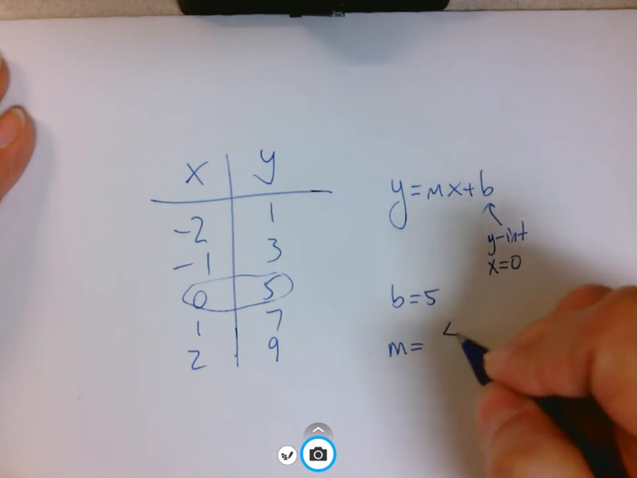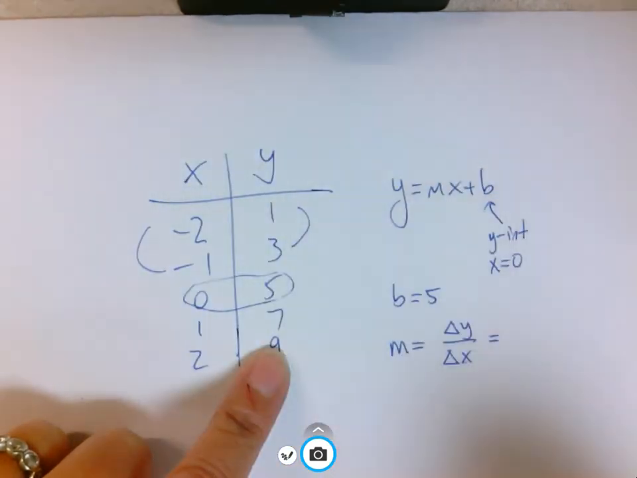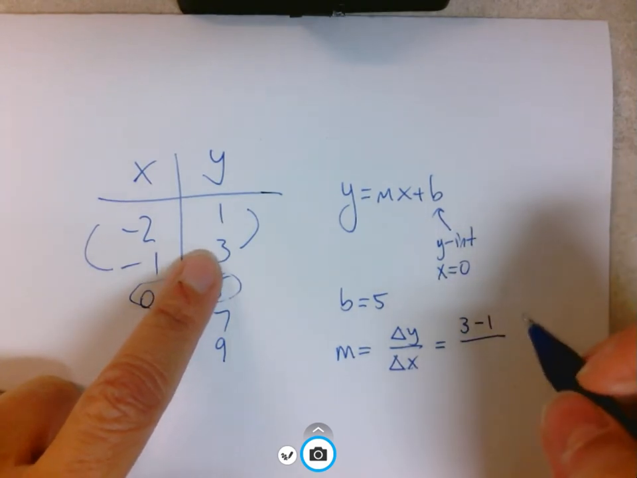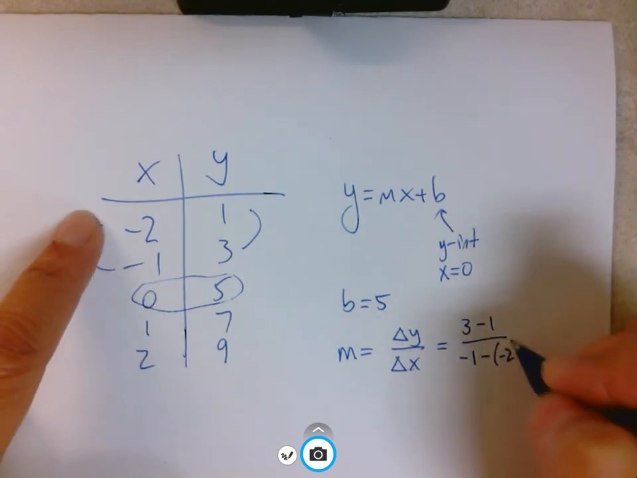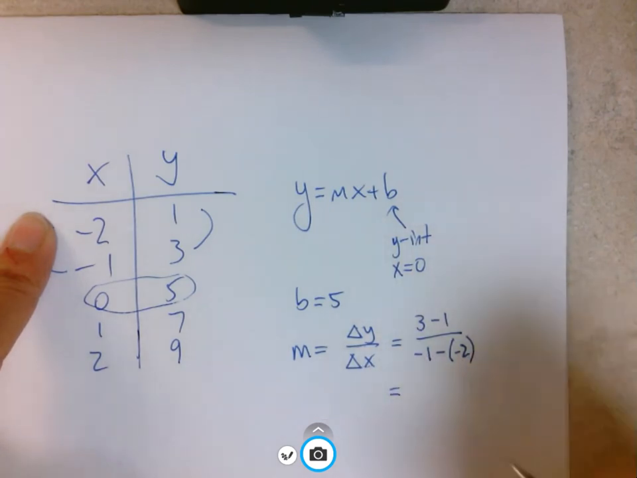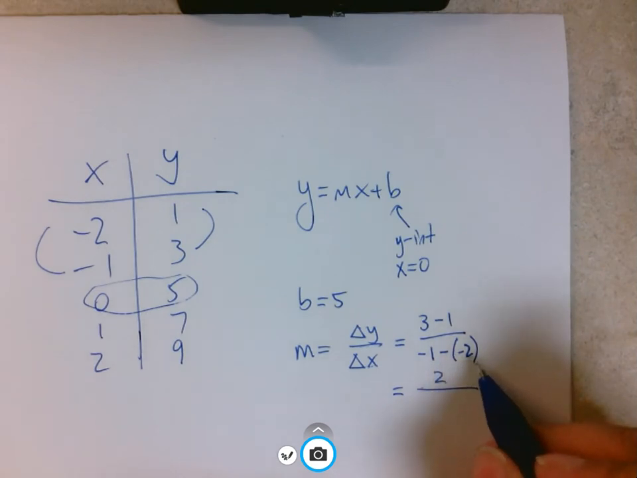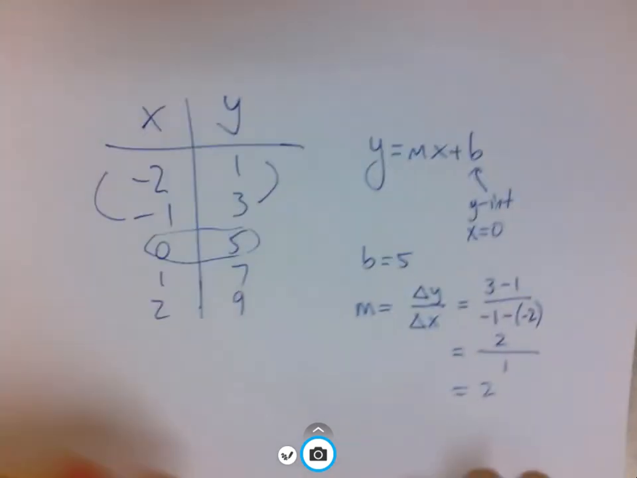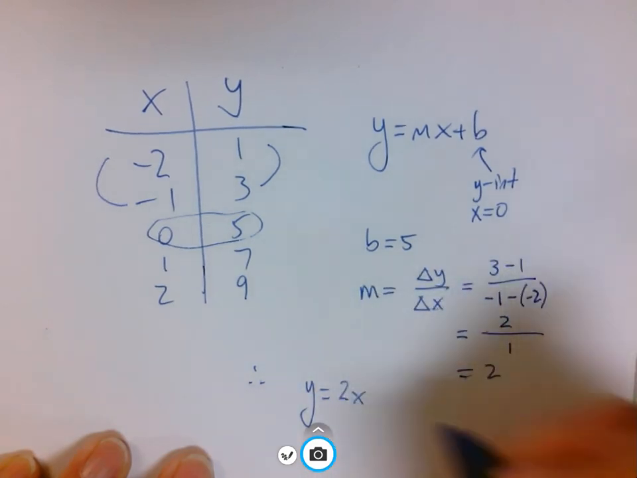The m is the change in y divided by the change in x, right? It's rate of change. Pick any 2 points. Let's pick these 2. Okay, so we're going to subtract the y's. So 3 minus 1, the second one minus the first one. And then here, -1 minus -2. Being very, very careful with the integers. 3 minus 1 is 2, but now -1 minus -2 is -1 plus 2. So that's just 1, and that's 2. So writing the equation of the line gives us, therefore, y equals 2x plus 5.